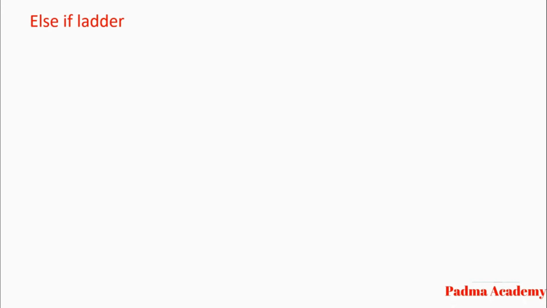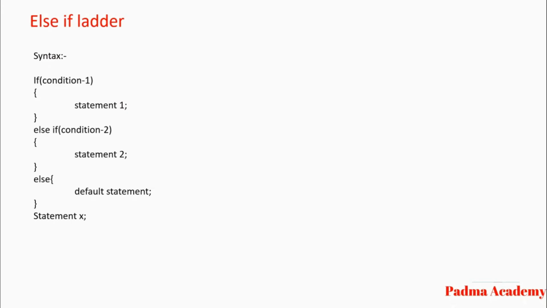Next is the else if ladder. The syntax of it is, it will first check the first condition. If it is true, then the first statement will be executed. Else, if the first condition is false, then it will check the second condition. And if the second condition is true, then it will execute statement 2. If the second condition is false, then it will execute the else block and execute the false statement, and after that it will execute statement X.